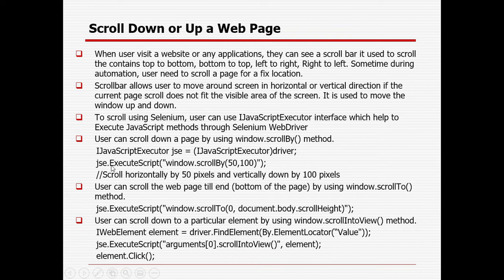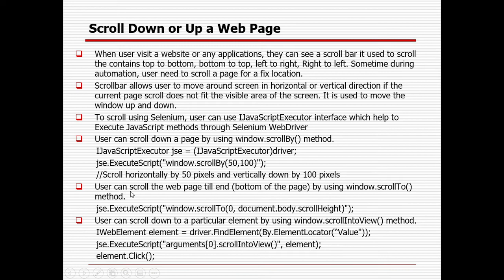After that, if you want to scroll in some vertical or horizontal direction, you can use that object or instance you have created for IJavaScriptExecutor. You can use the ExecuteScript method. Then you can use window.scrollBy, where you can give the pixels: the first one is the x pixel, which will be used for horizontal movement, and the second one is the y pixel, which will be used for the vertical movement of the web page.